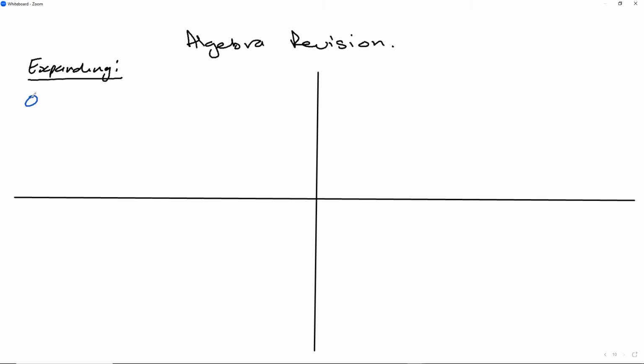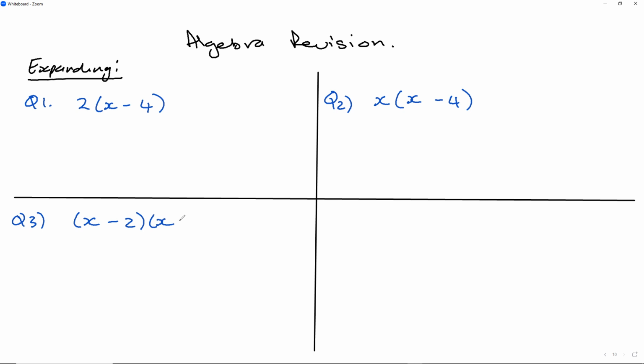So, question 1, if I'm given 2 bracket x minus 4, expand that bracket. Question 2, if I'm given x multiplied by x minus 4, expand that bracket. Question 3, if I have x minus 2 times x minus 4, and then lastly, question 4, if I've got 5x minus 2 times x plus 4, expand that bracket. Okay, give it a go. Try this, I'll give you a few minutes and then we'll go through it.